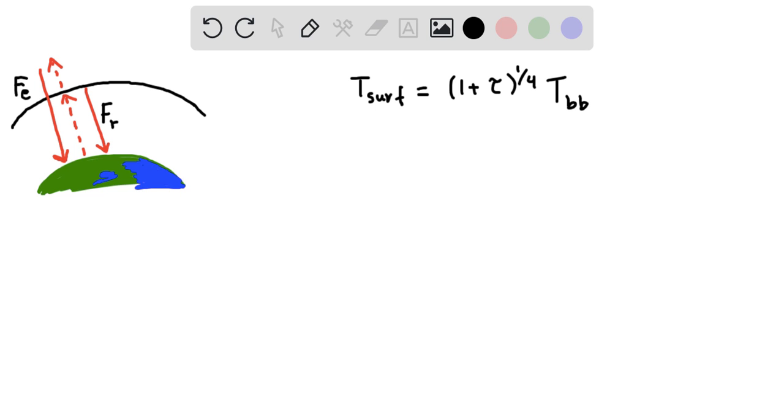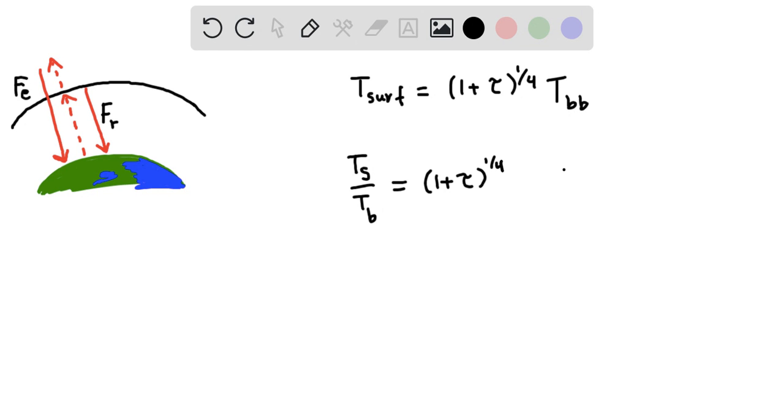All right, so in question A, we're asked to demonstrate why this equation is true. We see that the surface temperature is equal to the blackbody temperature with this other term, and we need to figure out where this term comes from. So we see that the ratio of the temperatures, I'm just going to shorten surface to S and blackbody to B, is equal to (1 + tau)^(1/4).